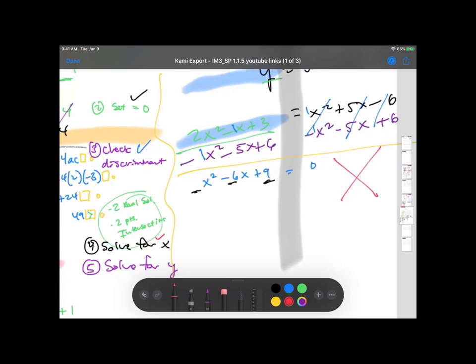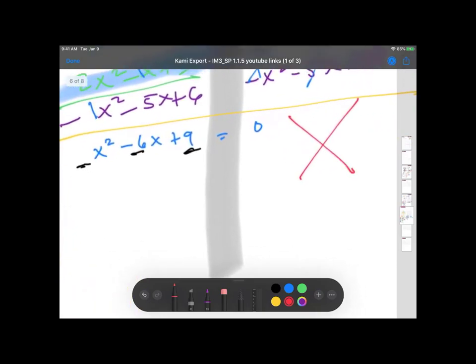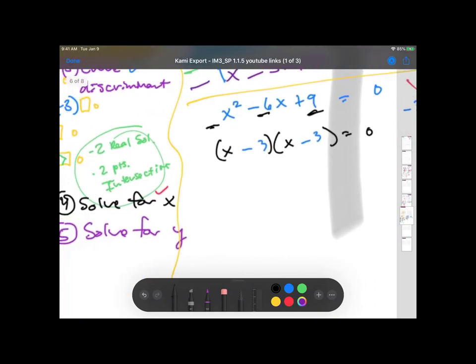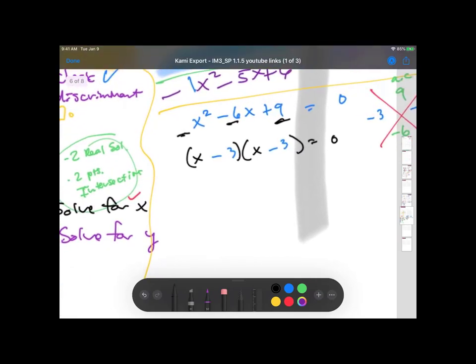Let's factor. Again, I'm looking over there on the left side. A times C gives me 9. My B value is -6. Two numbers that multiply to 9 and add to -6 are -3 and -3. So those are my numbers here. So we just factored, and now we need to solve for x.